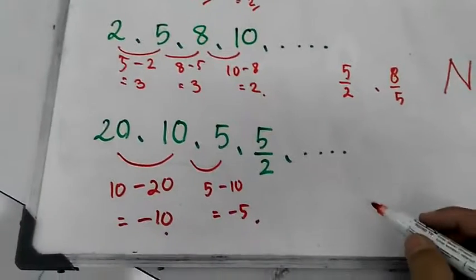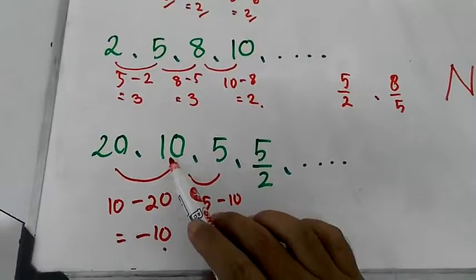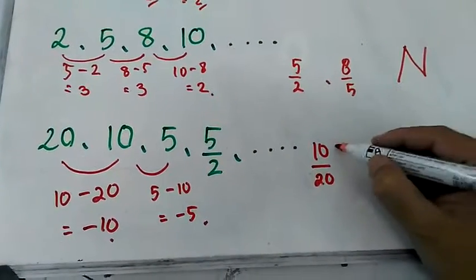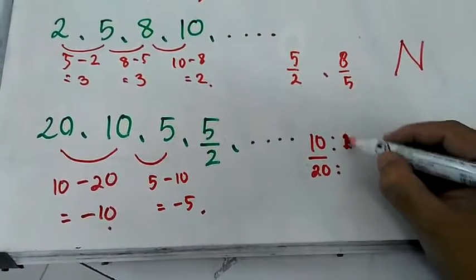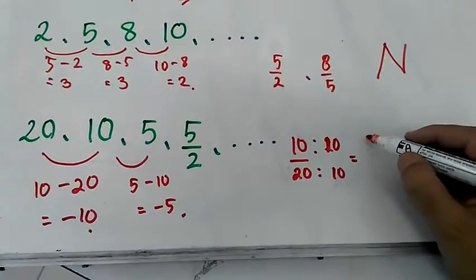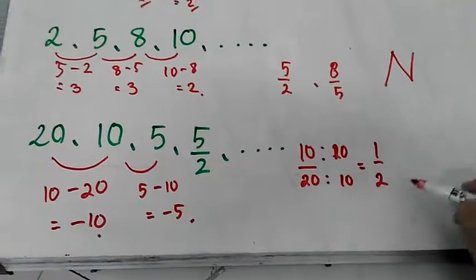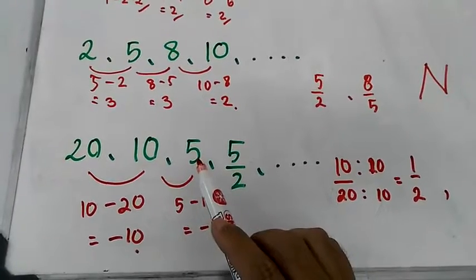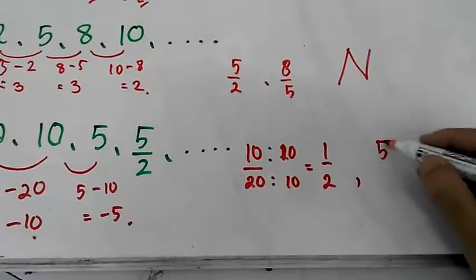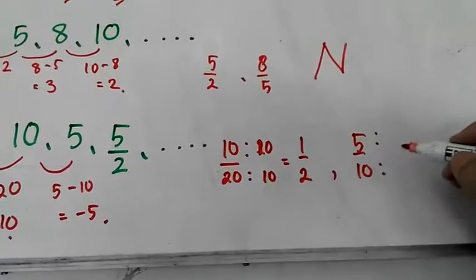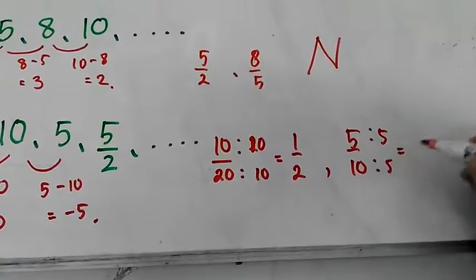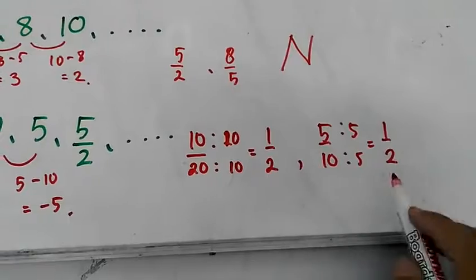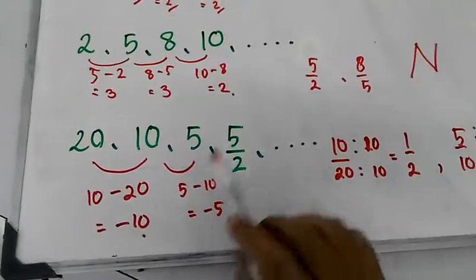Next we're going to check the ratio. Starting from a2 divided by a1, it will be 10 over 20. When we simplify it, dividing by 10, we get 1 over 2. That's the first ratio. Next, we find the second ratio by dividing a3 by a2. So 5 divided by 10, and then we simplify it by dividing by 5, so we get 1 over 2. They have the same ratio so far. Next, we'll check the third ratio.